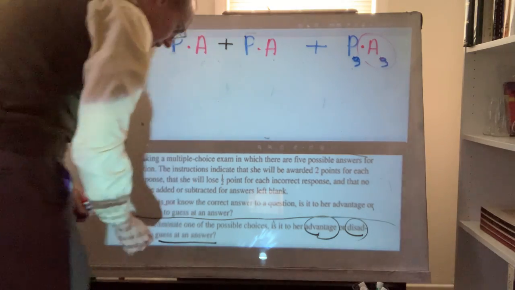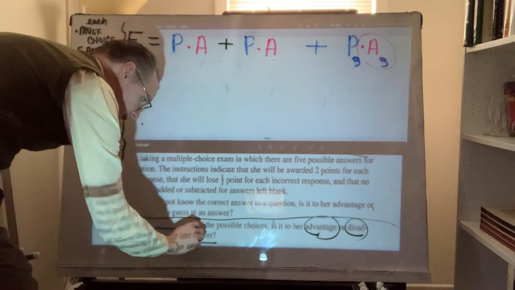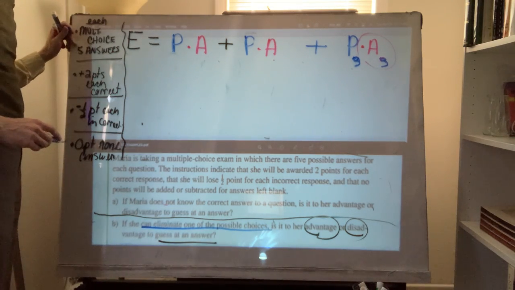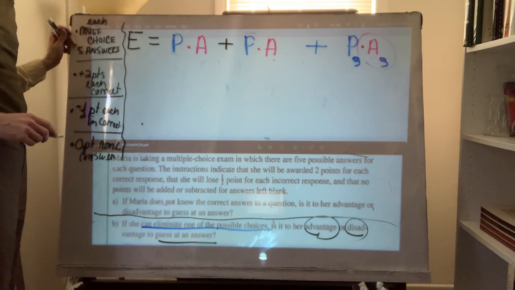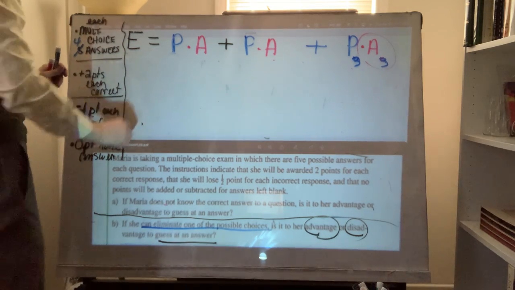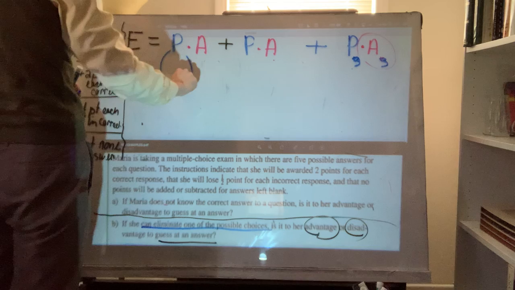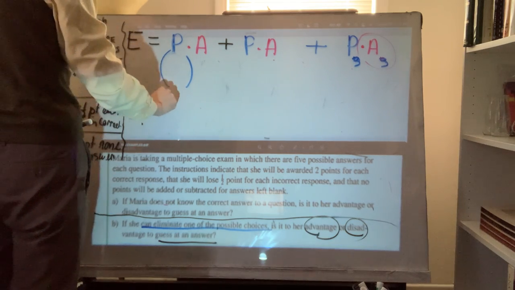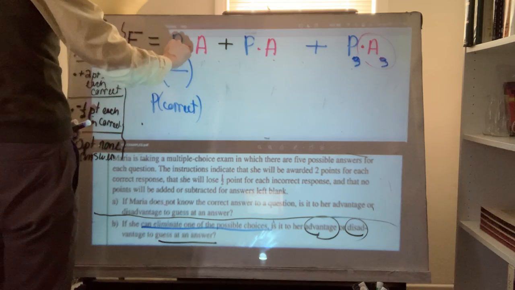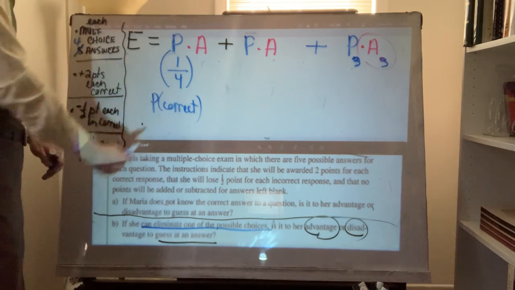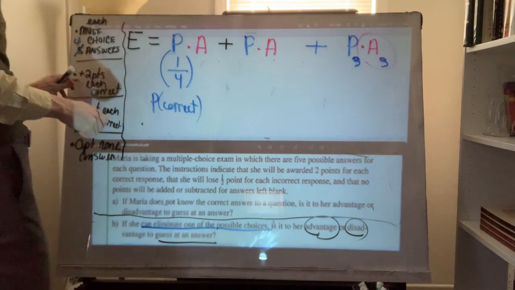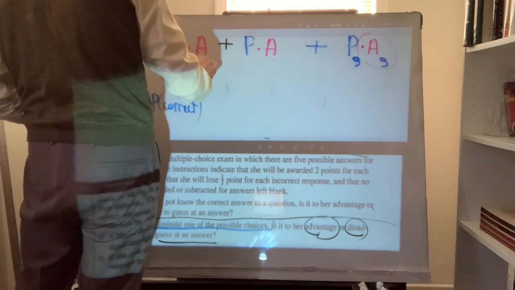If she can eliminate one of the possible choices, that means that instead of out of five, what would it be if she eliminates one? It would be out of four. And that would make this first probability, the probability of correct, one out of four instead. The amount of points that would be awarded to her is still the same. They haven't changed that condition, so it's 2 points here.